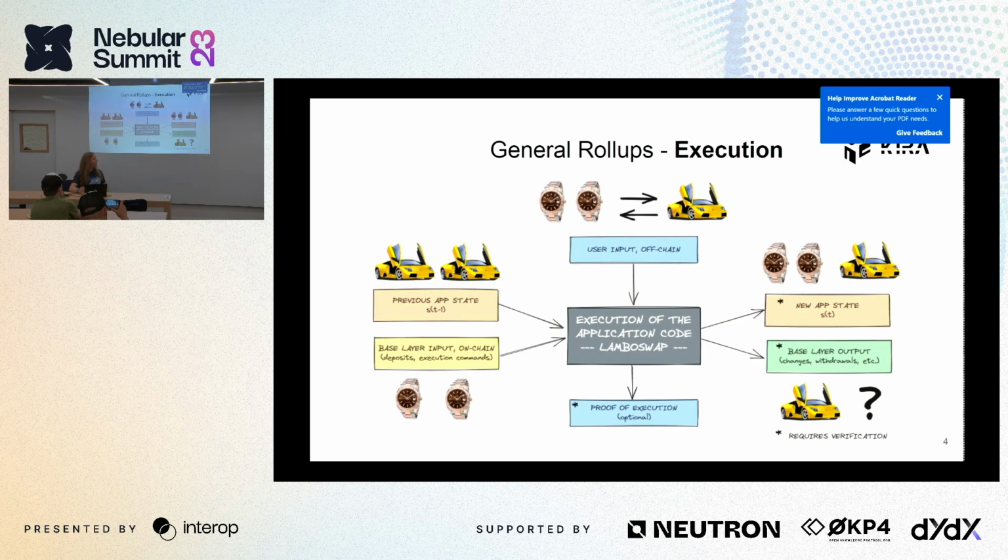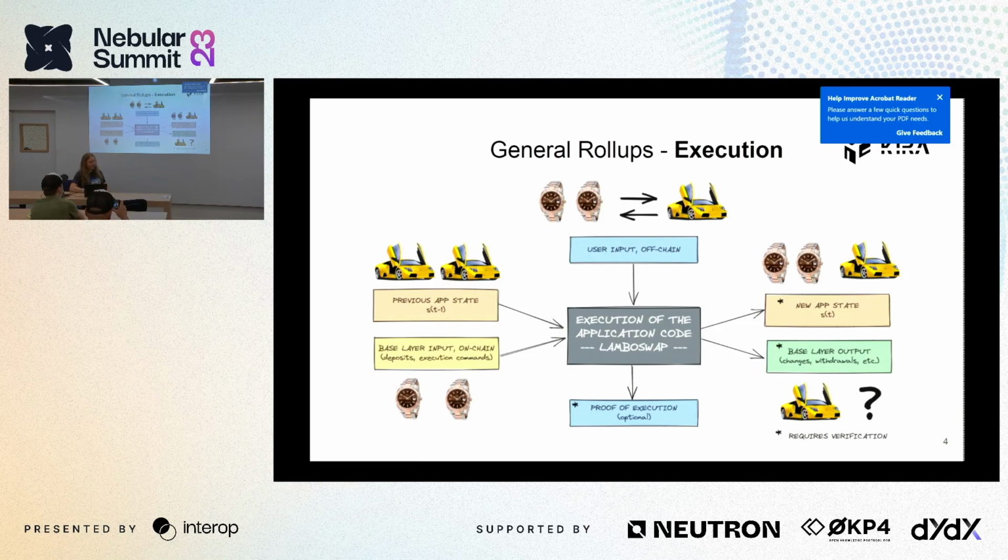So we're going to have an example of a general rollup, and this is going to be our Lambo swap example. There is going to be an execution part of the general rollup, and there's going to be a verification part of how this general rollup comes into finalization. Right? So in our case, the Lambo swap application is some sort of deterministic application.